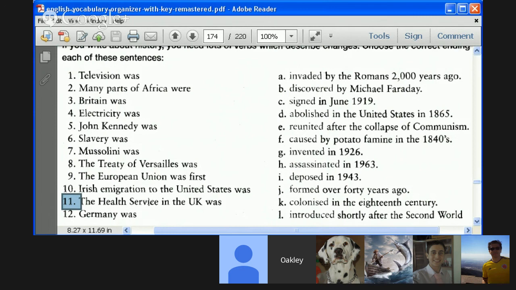Okay, number 11, Vienna. The health service in the UK was introduced shortly after the Second War. Very good. Introduced. Okay, first put forward. Yeah, all right, you got it. Introduce. Very good. You got it. Thank you, Vienna.